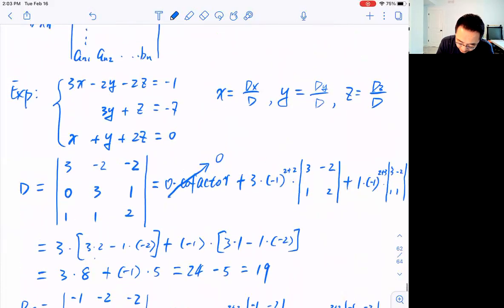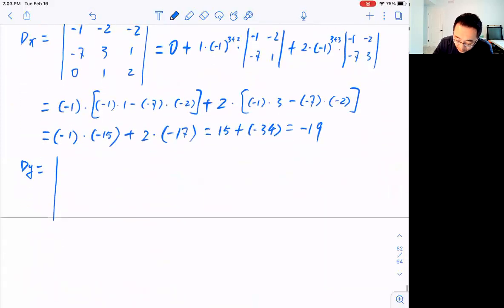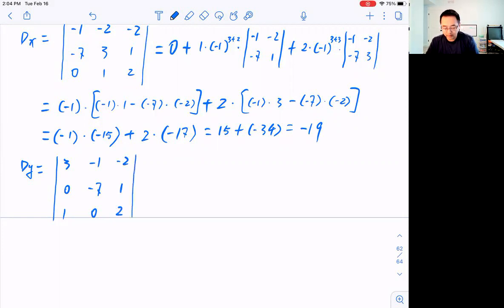this column right here with this column of constants. So that gives us 3, 0, 1, and then the second column is all the constants, negative 1, negative 7, and 0, and then the third column is the same, negative 2, 1, and 2. Again, you have 2 zeros you can utilize, and I'm going to utilize the third row again because 1 and 2 here are going to be easier to calculate than negative 7 and 1.